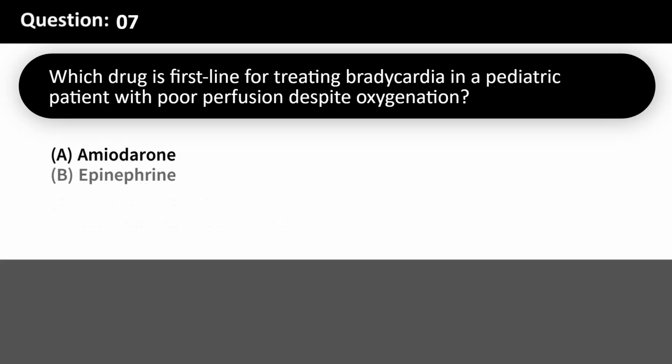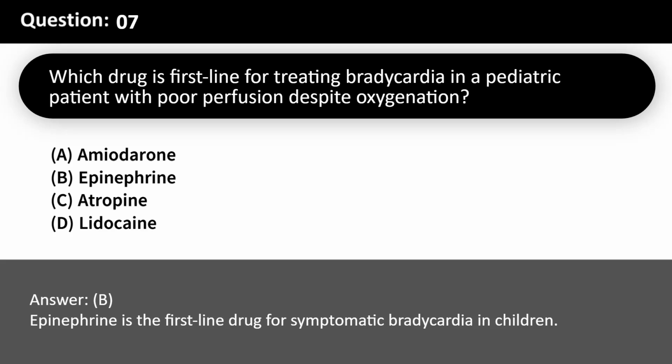Which drug is first line for treating bradycardia in a pediatric patient with poor perfusion despite oxygenation? A. Amiodarone. B. Epinephrine. C. Atropine. D. Lidocaine. Answer: B. Epinephrine is the first-line drug for symptomatic bradycardia in children.